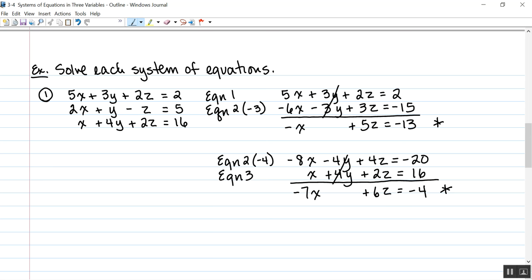Now I'm going to take those two equations, write them over here, and eliminate a variable from there. I think maybe I would like to eliminate the x's since I have a coefficient of negative 1 here. So going over here, I'm going to multiply this equation by, let's do it by a negative 7 times this first equation here.